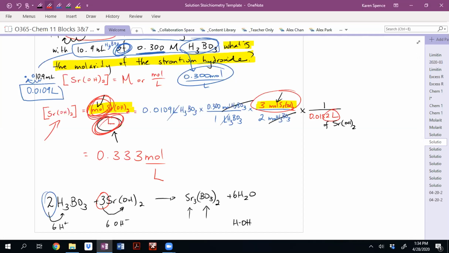Hang on. 0.0109 times 0.3 times 3 divided by 2 divided by 0.0152 equals, oh yeah, 323. There we go. Is that better? That makes much more sense. Excellent. Okay.